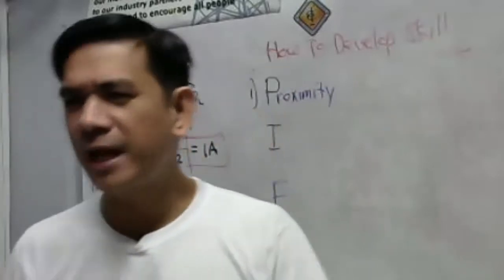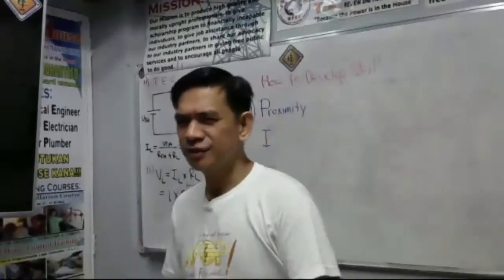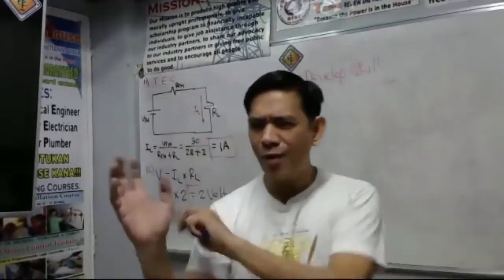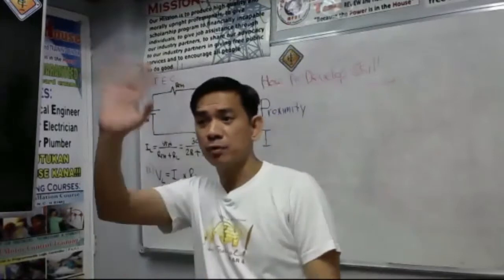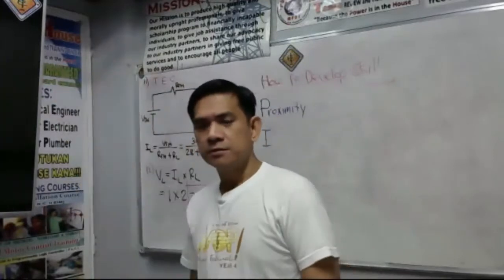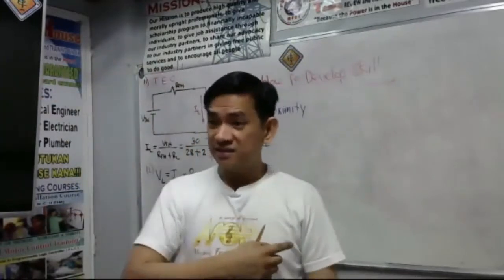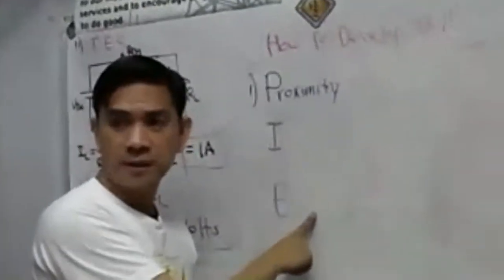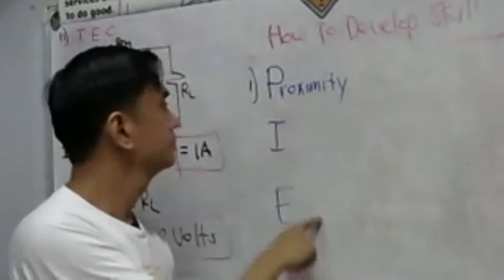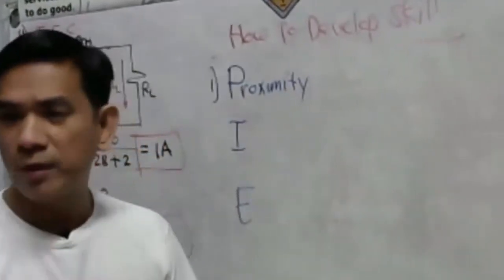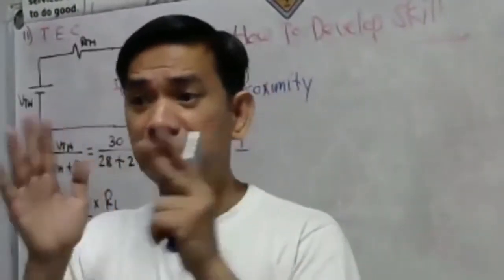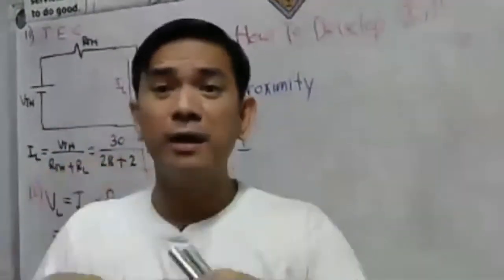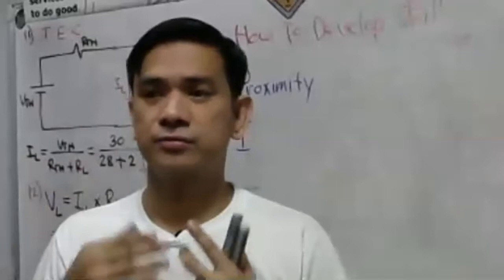If you want to become like Bruce Lee, you're just watching Bruce Lee, it looks easy, I can do that also. Wow! You'll never become Bruce Lee until you make these three. Proximity is number one. There should be somebody teaching you. You should have a mentor, just like what we are doing now. I am your mentor.